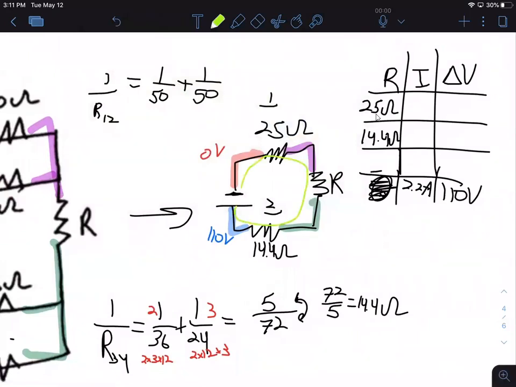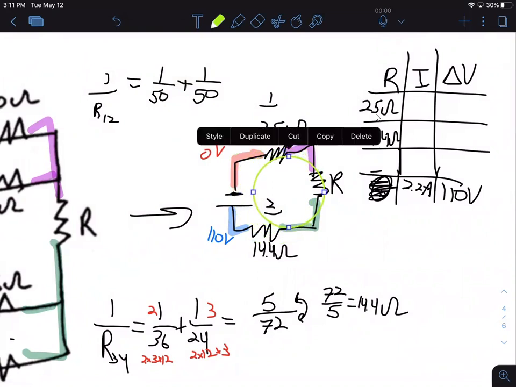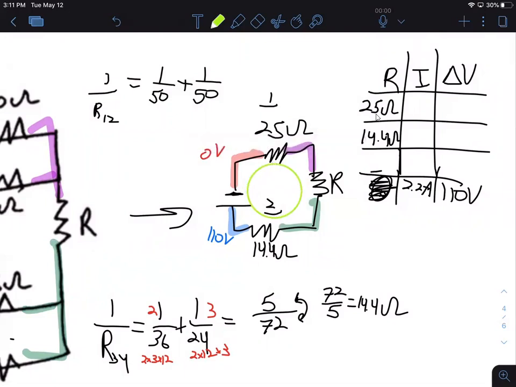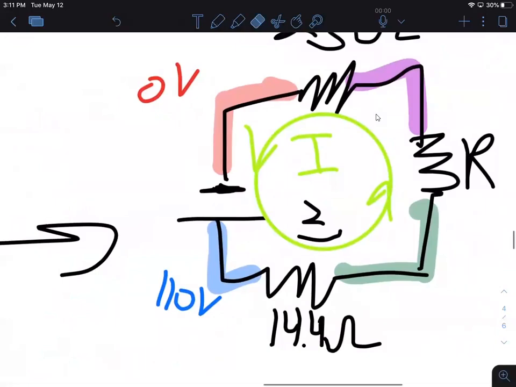Well, whoa, that's cool. That was accidental. I didn't know I could do that, but we'll go with that. Perfect circle. Current going through here is 2.2 amps. No, not my perfect circle.